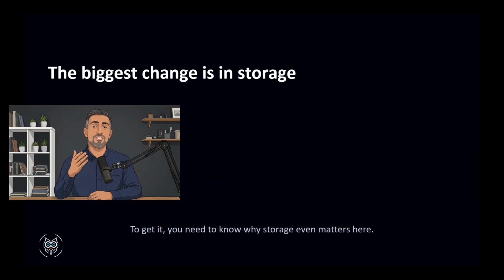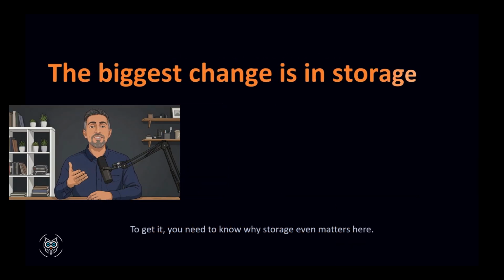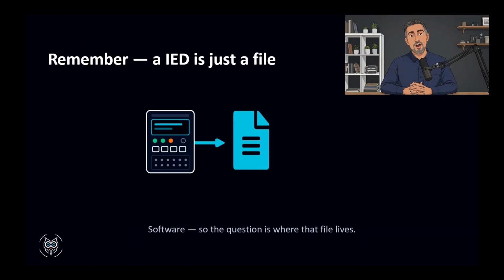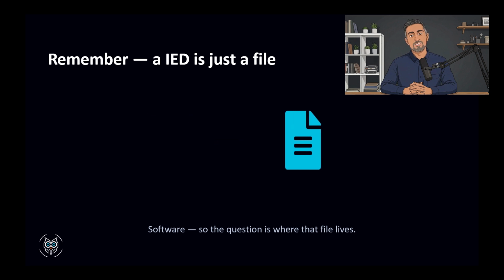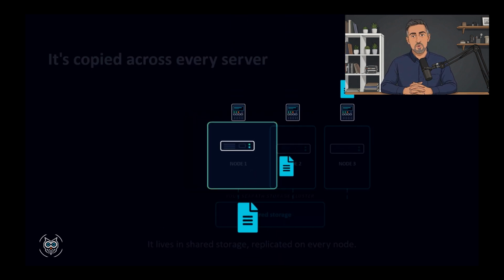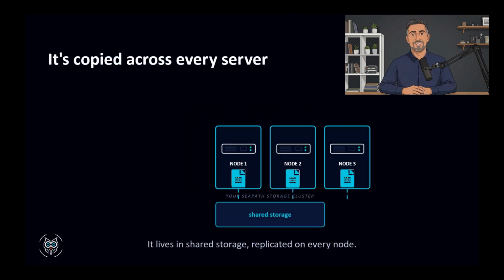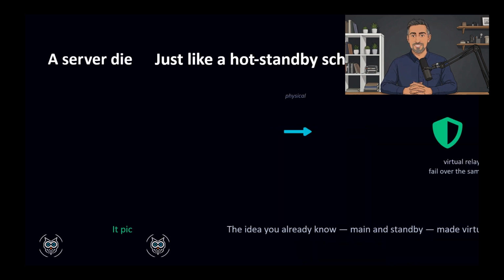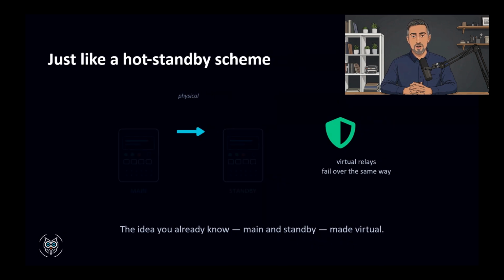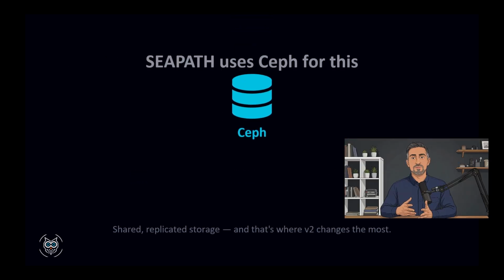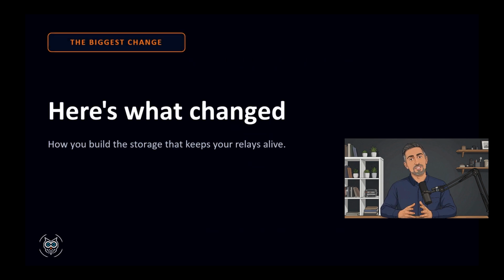First, the biggest change is in storage, and to understand it, you need to know why storage even matters here. Remember, a virtual IED is just a file sitting on a disk. For that IED to survive a server failure, the file can't live on one machine. It has to live in shared storage, copied across every server in the cluster. So when one server dies, another picks up the same virtual IED from the same storage and carries on. That's your redundancy. It's how a virtual IED fails over, the same way a hot standby scheme protects a physical one. SEAPATH uses a system called Ceph to provide that shared replicated storage.